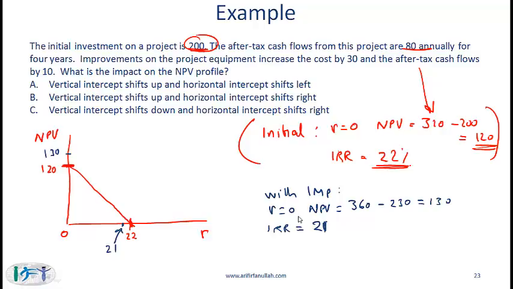With a zero discount rate, the NPV is 130, which is shown right here. So the vertical axis intercept moves up. When you compute the IRR for this cash flow, you should get approximately 21%. So the horizontal intercept shifts left. The correct answer therefore is A.